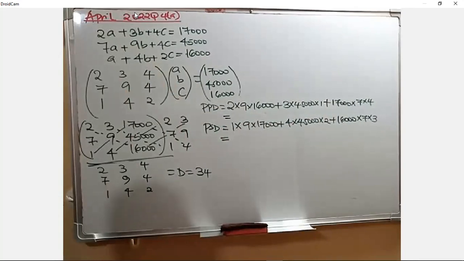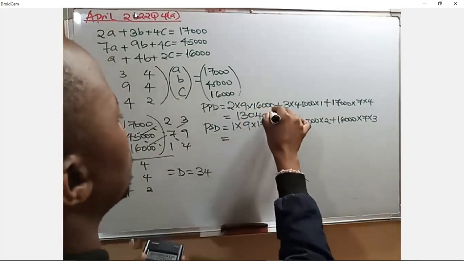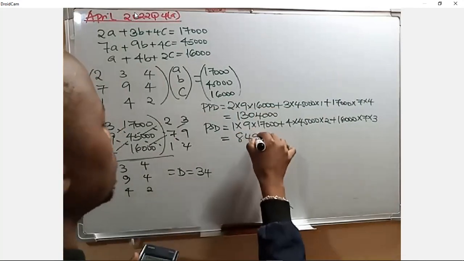18 times 16,000 plus 12 times 45,000 plus 28 times 17,000. This I'm getting 1304,000. The other one will be 17,000 times 9 plus 8 times 45,000 plus 16,000 times 21. I'm getting 849,000.